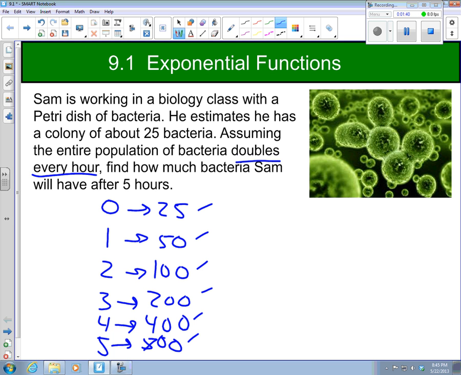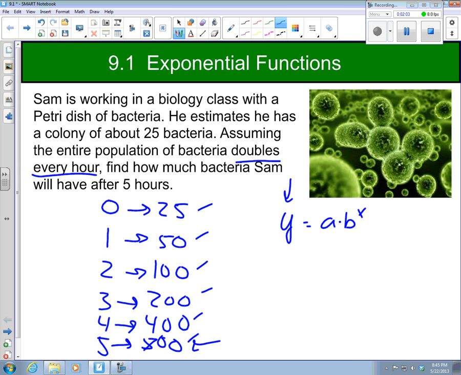Now, you can use a table like this to figure out how many bacteria are in this petri dish, but what if I said after 25 hours or 50 hours? Would you want to keep going with this table? Well, you could, but really it all goes under this little formula here. y equals a times b to the x power, where y is your final amount.